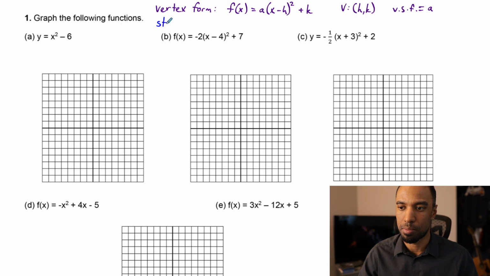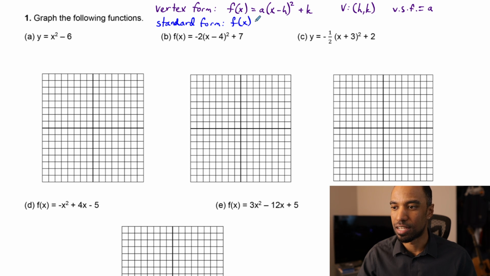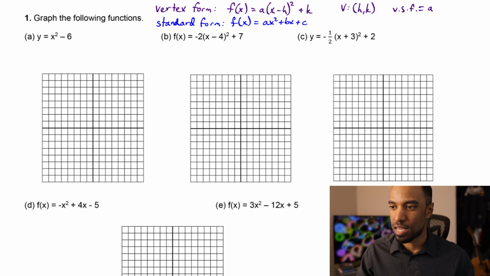Standard form gives you some other bits of information that can help you a little bit. Three bits of information, rather. We have f(x) equals ax squared plus bx plus c. Now, the cool thing about this is you can get your y-intercept.